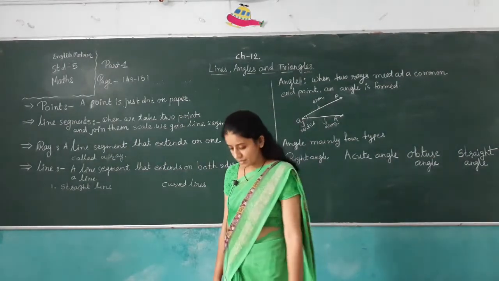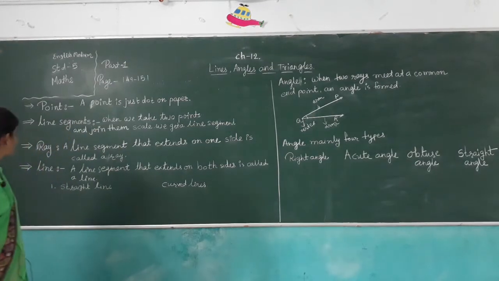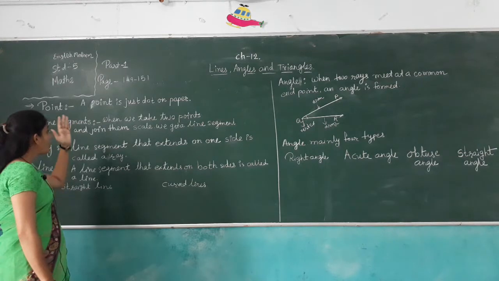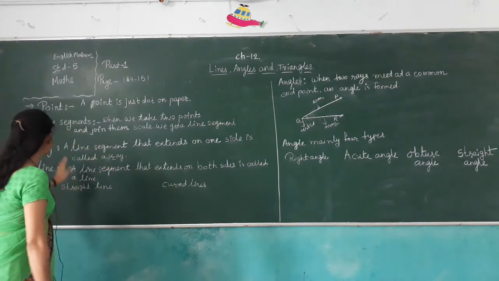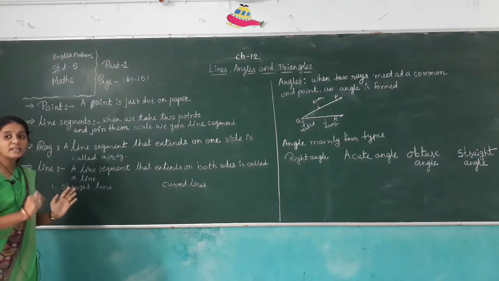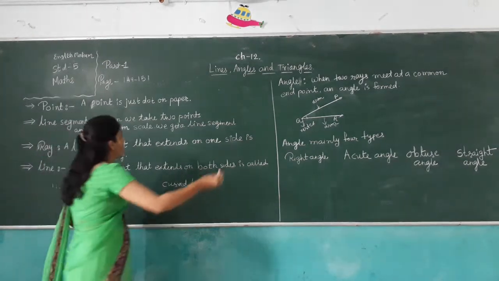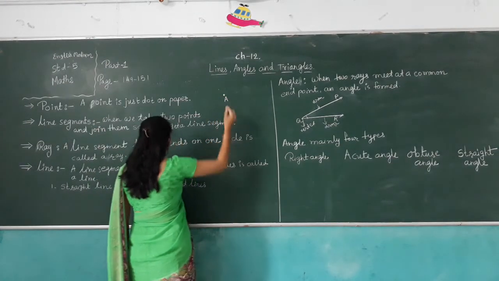In 5th standard, today I will introduce some lines. What is a line? These topics were learned in 4th standard. Again here, revise it. Point. A point is just a dot on a paper. What is the point? Point is just a dot on a paper.